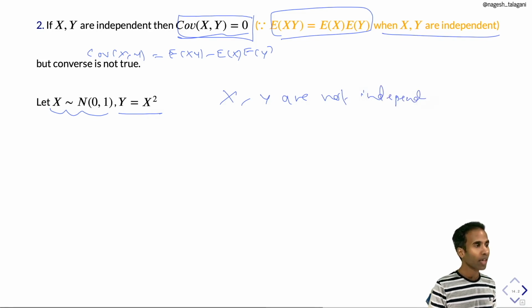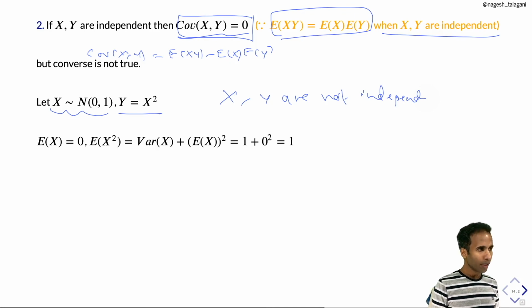But we are going to see that covariance of xy is going to be 0. First of all, we know that for a standard normal random variable, all odd order moments are 0. That is, expectation of x is 0, expectation of x cube is 0, expectation of x to the power of 5 is 0, like that. So expectation of x is 0 and expectation of x square is going to be variance of x plus expectation of x whole square, that is going to be 1.